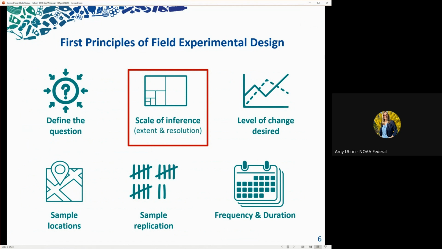Importantly, your ability to generalize about your monitoring data is going to be limited to this scale of inference that you choose. So your data can't really talk about things that go beyond the scale that you've designed your experiment to address. And what's important to remember is that there's no right or wrong scale, because the scale is dictated by your question. So it's very specific to how the question's framed.